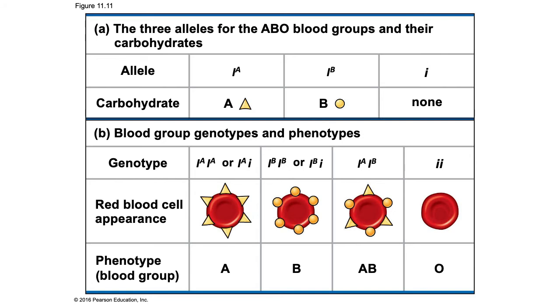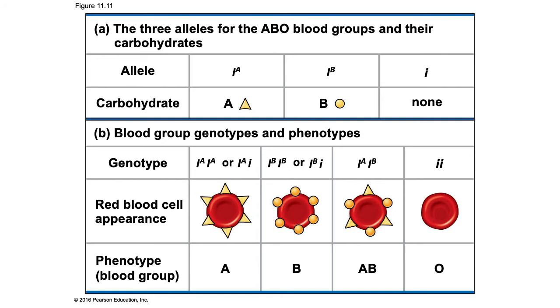In addition to having more than two alleles, this gene violates the Mendelian laws of inheritance by exhibiting a certain degree of codominance. If an individual has both the A and B alleles for this gene, they will make both A and B carbohydrates on the outside of their red blood cells. The A and B alleles of the gene are codominant to each other. However, the little I allele of the gene is recessive to both the A and B alleles.